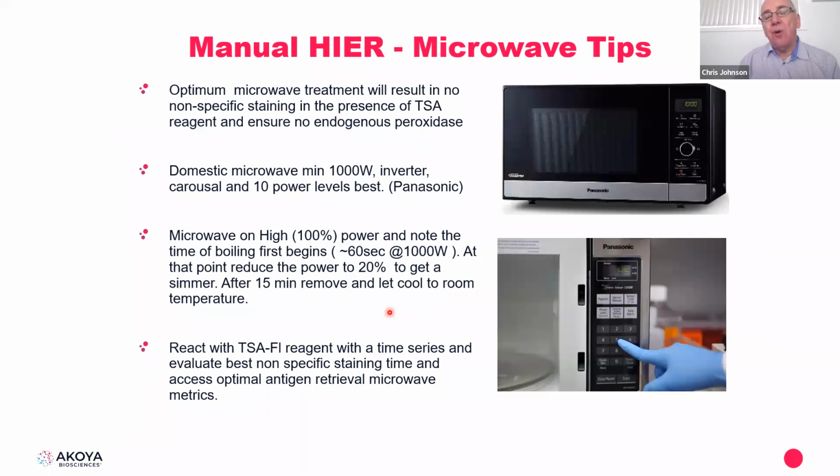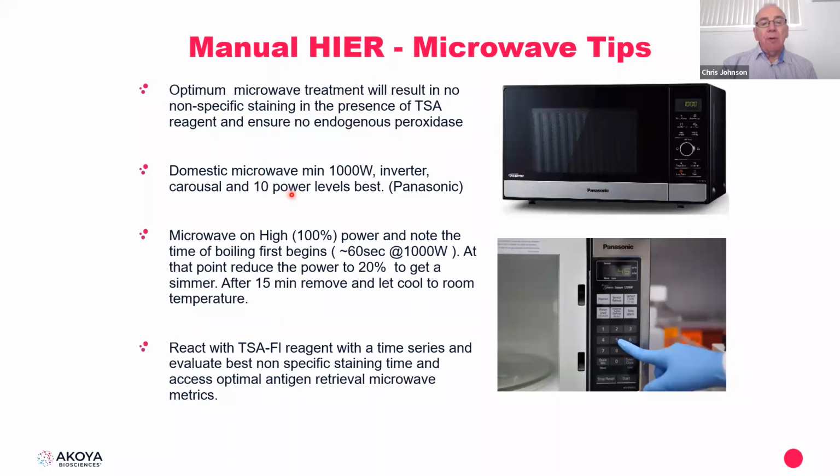Now, for those of you who want to look at using a microwave as an antigen retrieval method or stripping method, then just a couple of points that we've found from experience. We find that optimal microwave treatment really does remove most of the endogenous peroxidase. It's quite amazing at doing that. So that's one of the good advantages of it.